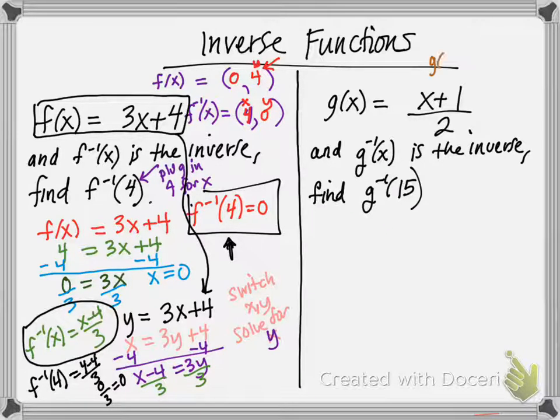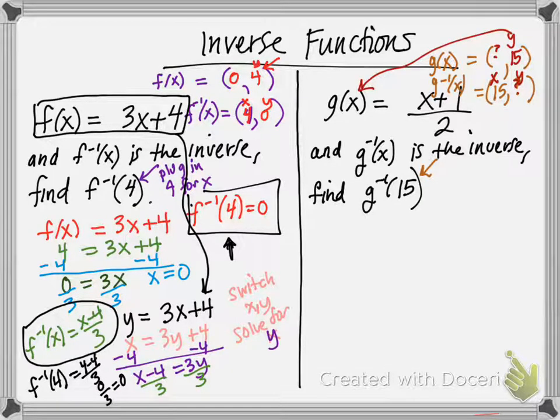So again, g of x, we're going to leave that ordered pair open, and then g inverse of x. What this is asking is plug in 15 for x, what do you get for y? Well, if I plug in 15 for the x, that means for g of x, the 15 would be the y coordinate. So I could find my missing values here, which are identical, by plugging in 15 for g of x, or 15 for y.